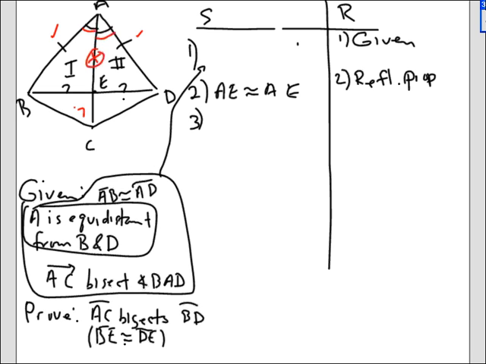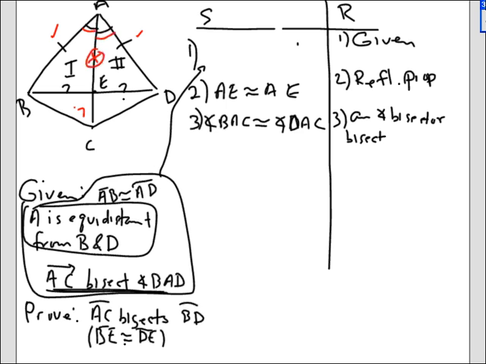And now I want to say that I've already said that AC bisects angle BAD. So now I want to say that angle BAC is congruent to angle DAC. And the reason is that's what a bisector does. An angle bisector bisects an angle into two equal angles, namely BAC and DAC.